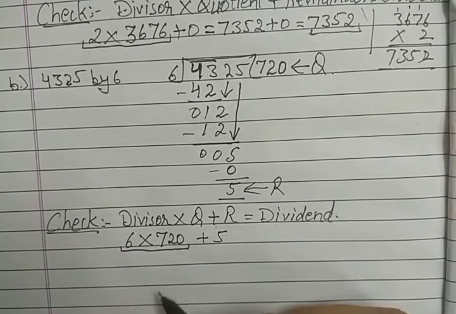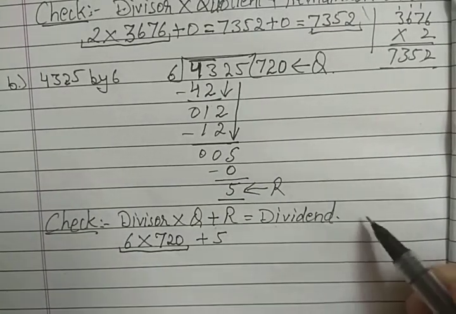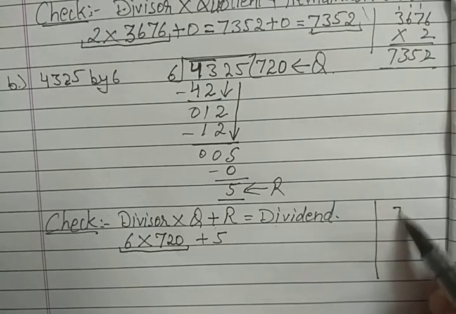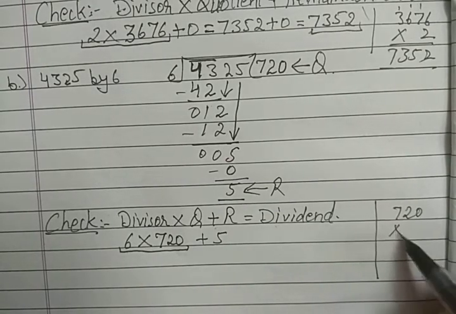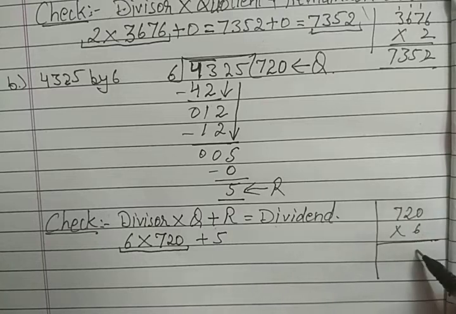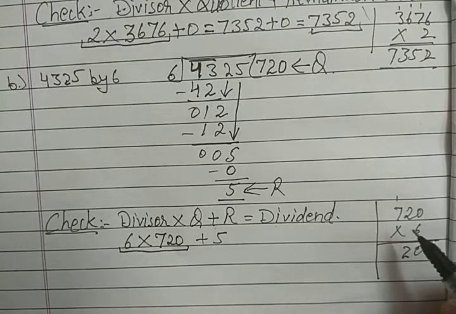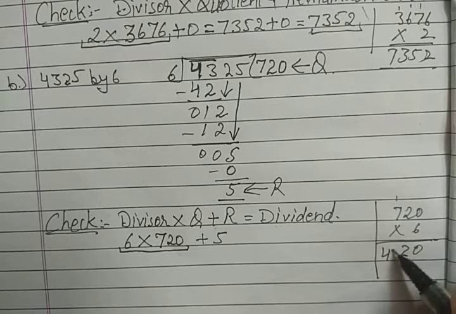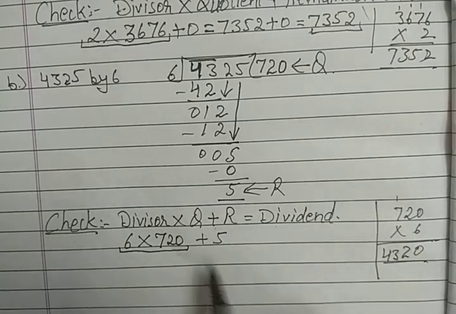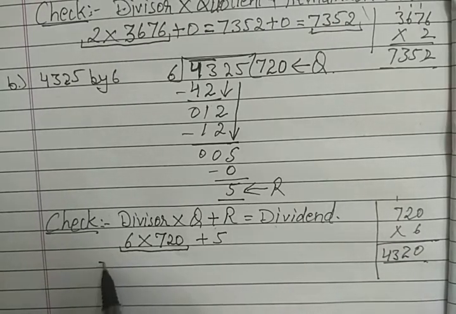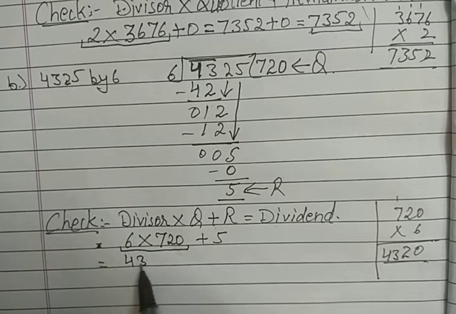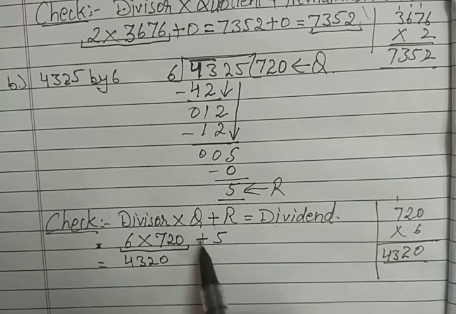Now first of all multiply this 6 and 720 on your rough side. 720 multiplied by 6. Now 6 zeros are 0. 6 twos are 12, 1 carry over. 6 sevens are 42, plus 1 is 43. Now after multiplication what comes is 4320. Now what is left is adding the remainder.